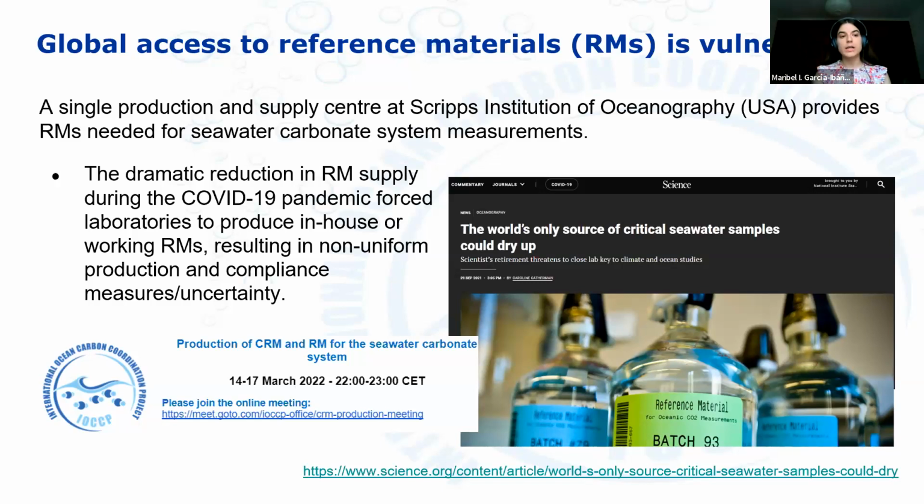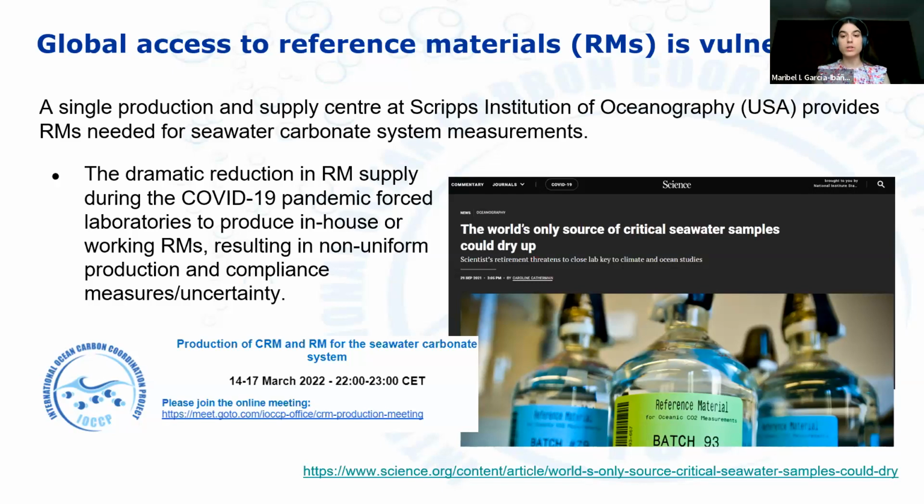And this dramatic reduction in the supply of reference materials during the pandemic forced many groups to produce what we commonly know as secondary reference materials, but the proper terminology should be in-house or working reference materials. And Regina will also explain a bit more about different terminologies of reference materials. And because there are no protocols to prepare these in-house reference materials, this resulted in non-uniform production and compliance measures and uncertainty estimates.